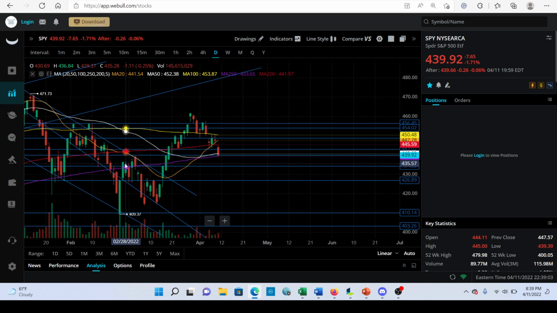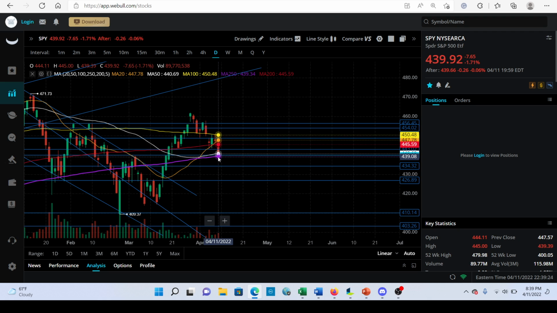If I'm looking right here, you can see this touch right there and that touch right there. And then once we broke this level, we had this massive rally right there. So look at where we are right now. We're basically right back to this area right here. Now, we're wedged between the 50-day and the 200-day. So what happens if we break this level?